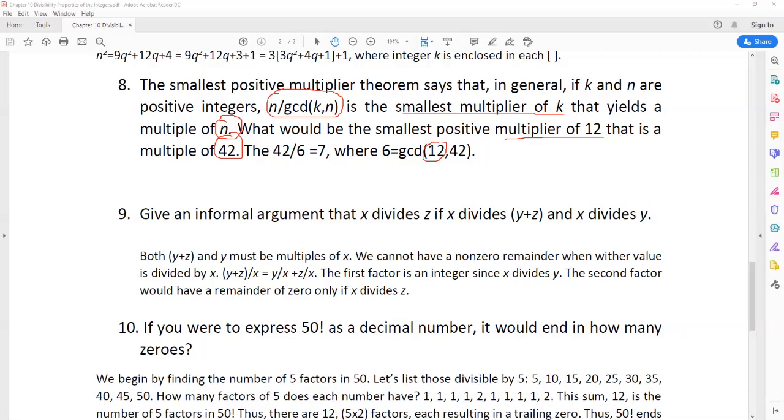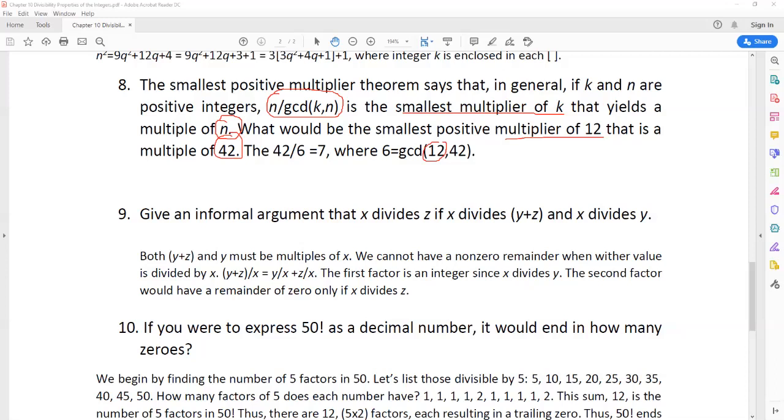Number 9. Give an informal argument that x divides z if x divides y plus z and x divides y. Well, both y plus z and y must be multiples of x if x divides those. We cannot have a non-zero remainder when either value is divided by x.